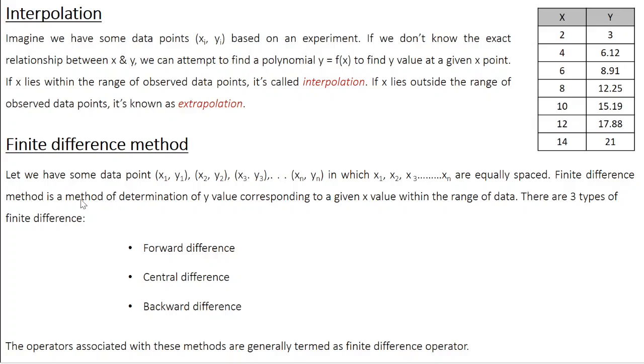The finite difference method is a method of determining the y value corresponding to a given x value within the range of data. There are three types of finite difference: forward difference, central difference, and backward difference. The operators associated with these methods are generally known as finite difference operators. We are going to talk in detail about the forward difference, but I will also give you a flavor of the central difference as well as the backward difference. First, the forward difference.